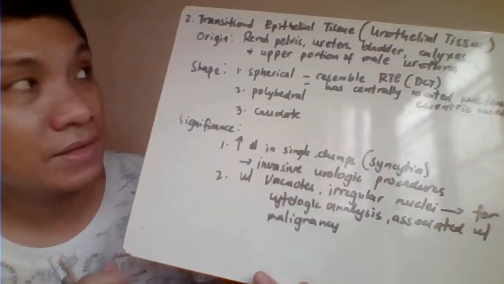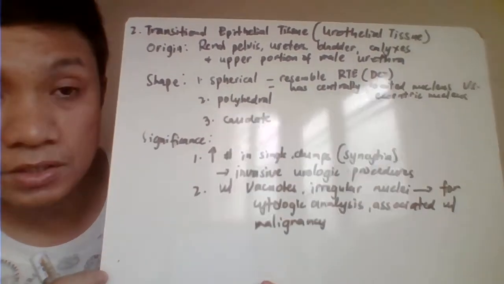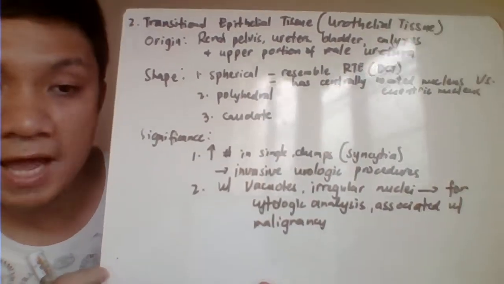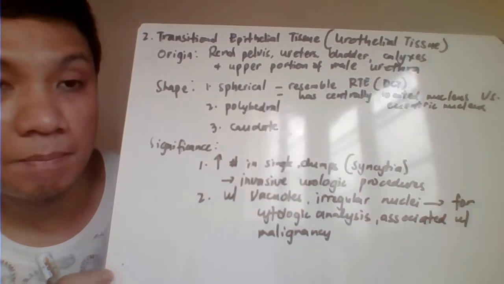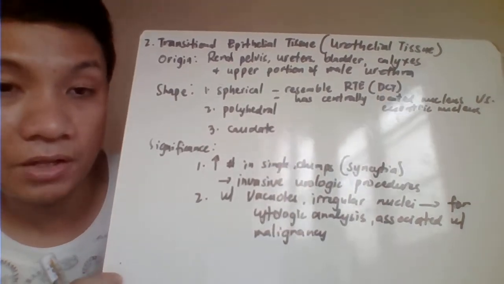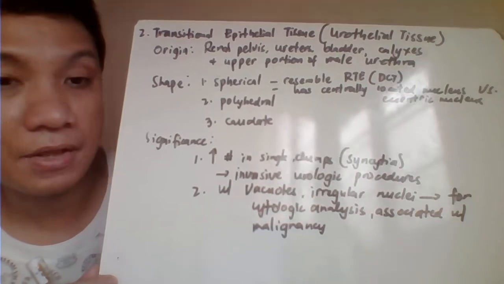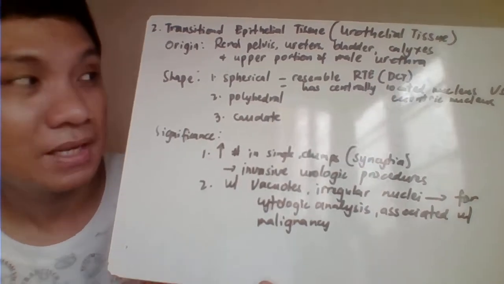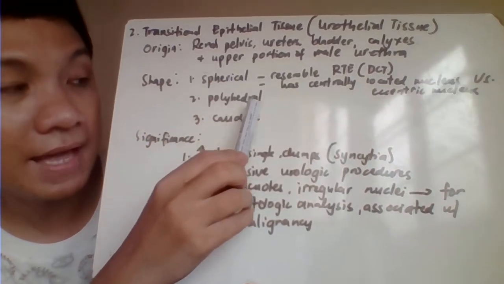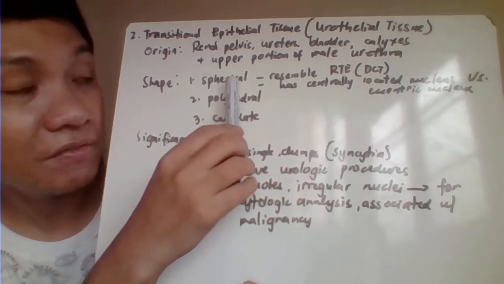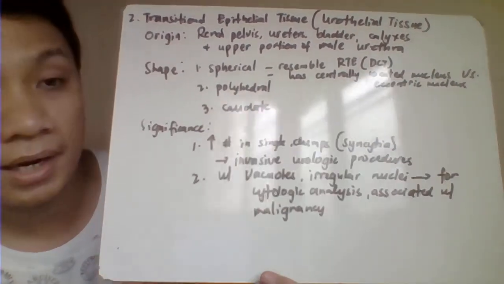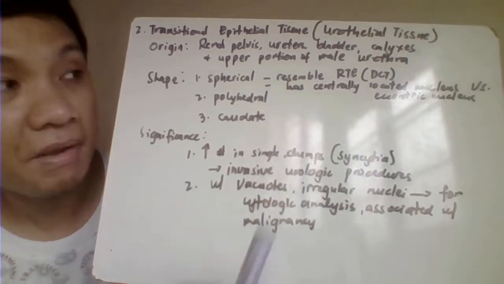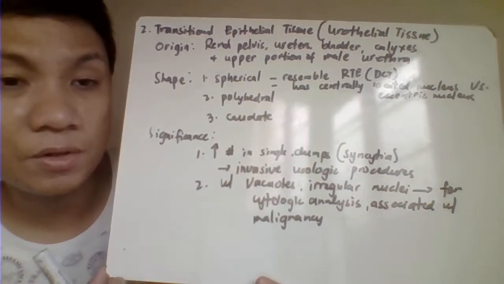Okay, the next one, epithelial tissues, we have here the transitional epithelial tissue, also called your urothelial. So this is the type of epithelial tissue which originates in the renal pelvis, calyces, ureter, bladder, or even the upper portion of the male urethra. This one comes in different forms or shapes: spherical, meaning round, polyhedral, and we have also the caudate. The spherical, the round, would resemble our renal tubular epithelial tissue, the next na epithelial tissue na discuss natin, which could be found in your distal convoluted tubules, is also round.